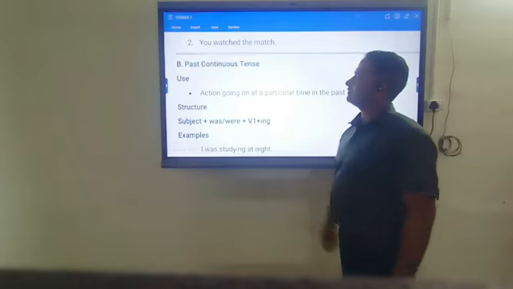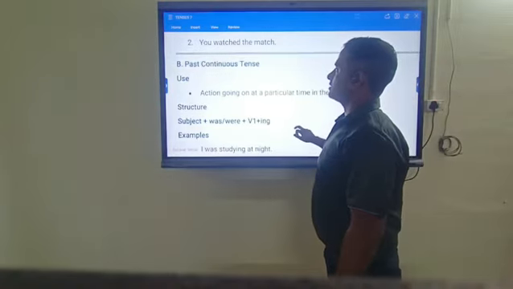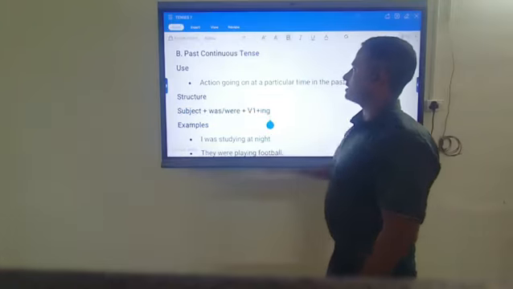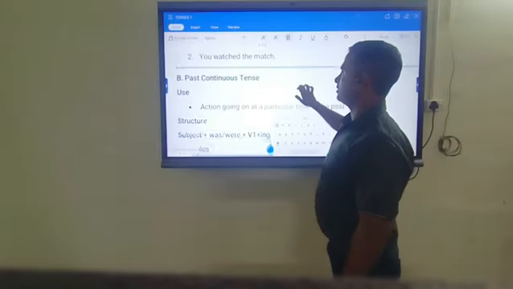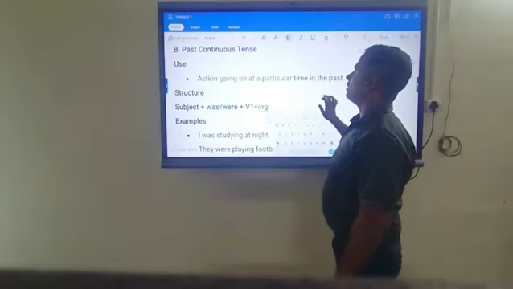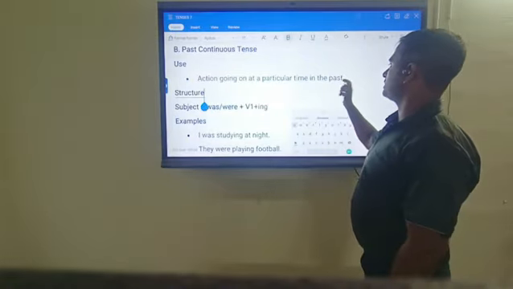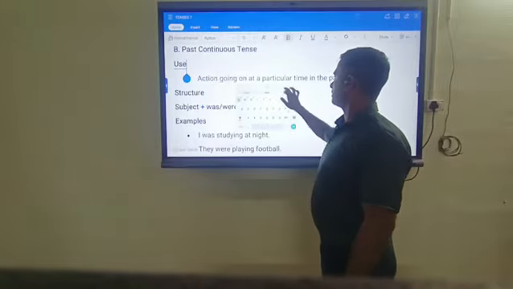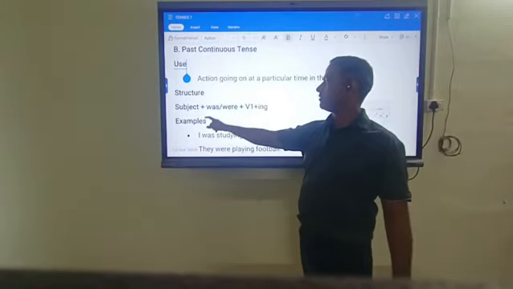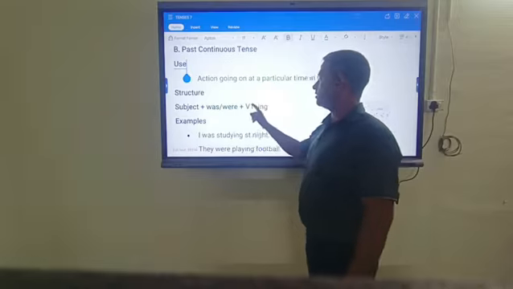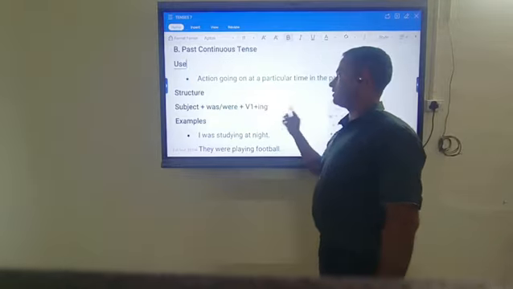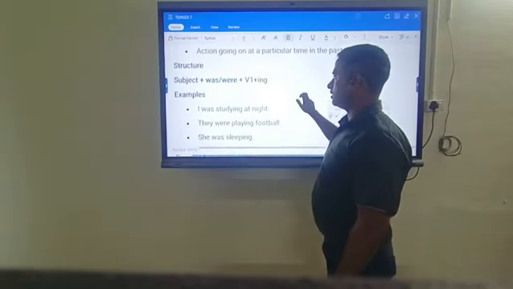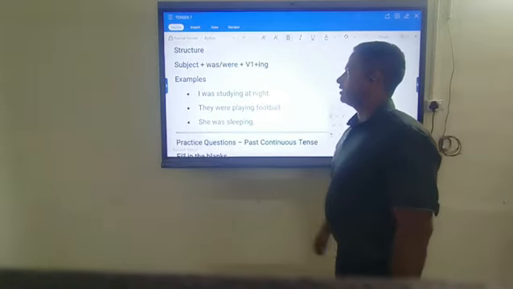The second one is past continuous tense. The use is an action going on at a particular time in the past. The structure is subject plus was or were plus the first form of the verb plus ing. These are the helping verbs here. A few examples we'll see.